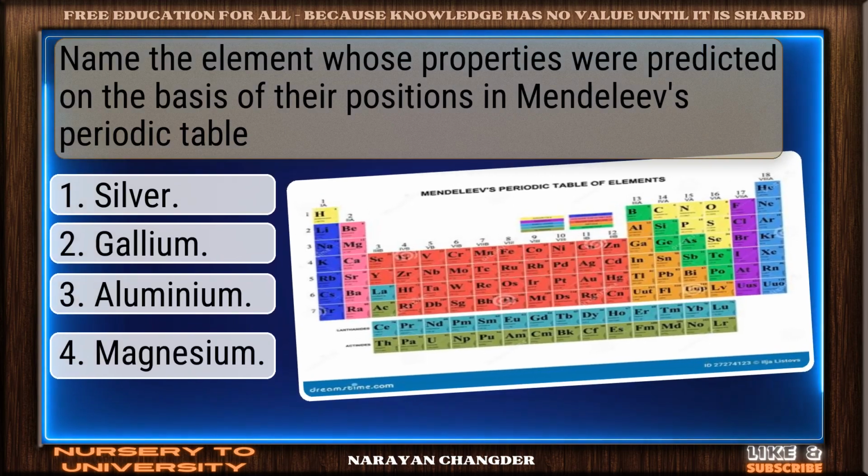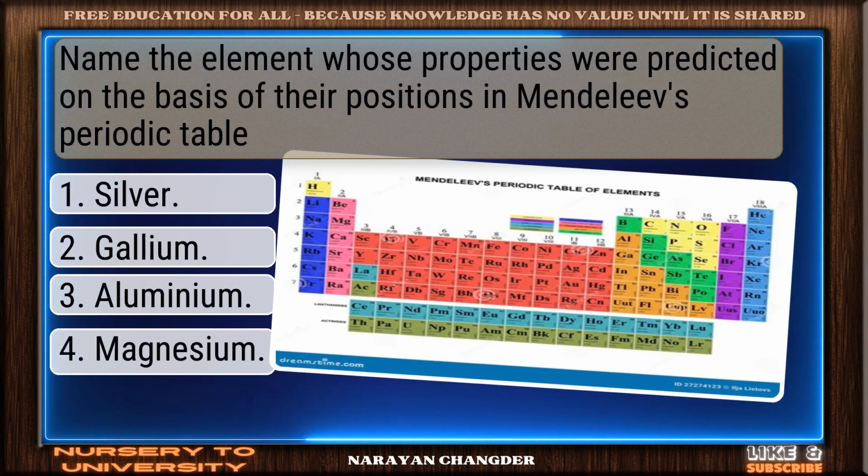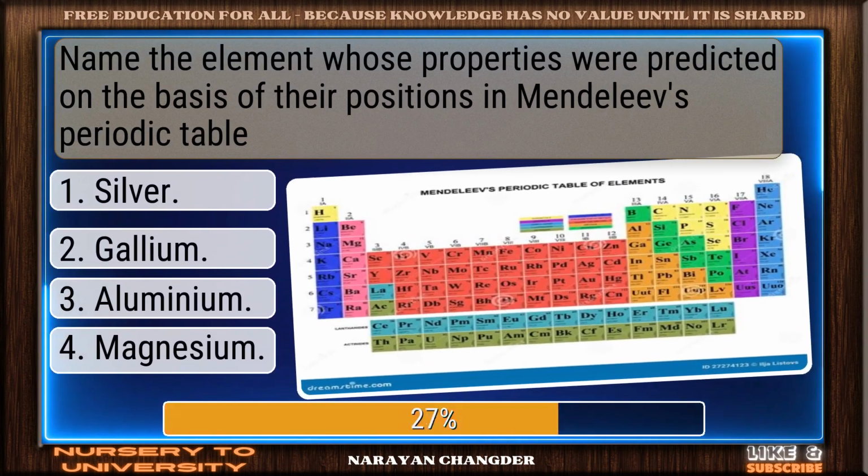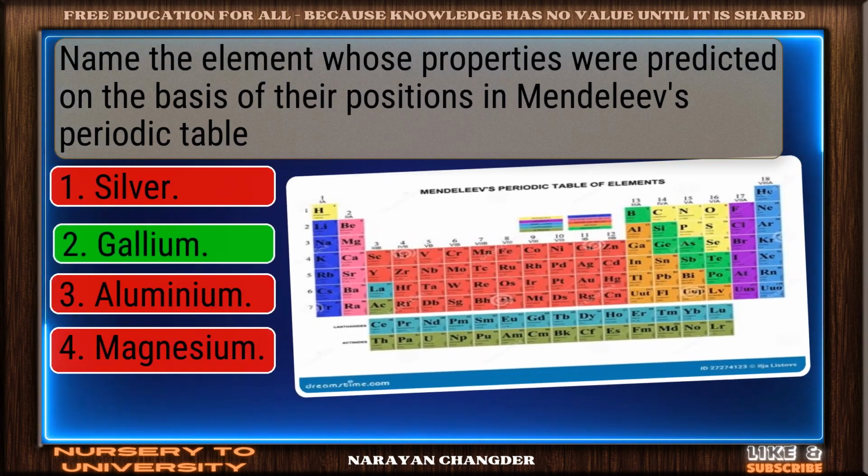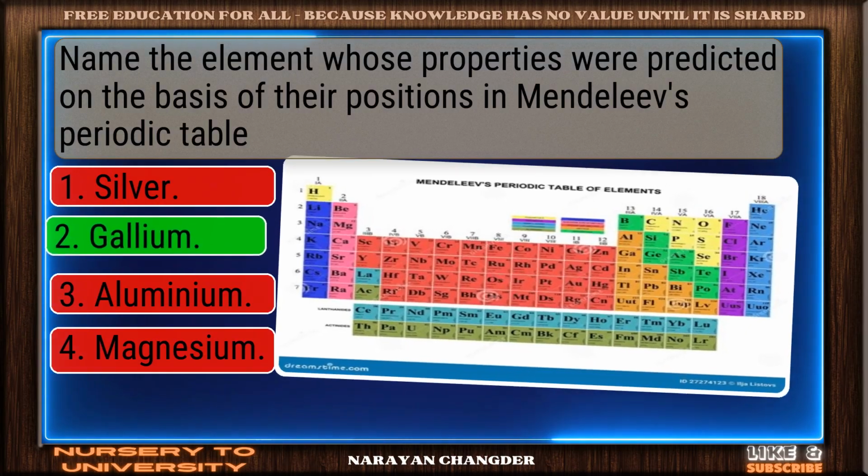Name the element whose properties were predicted on the basis of their positions in Mendeleev's periodic table. Great job. Gallium is accurate.